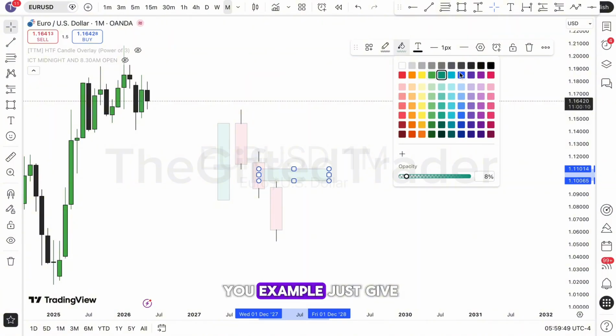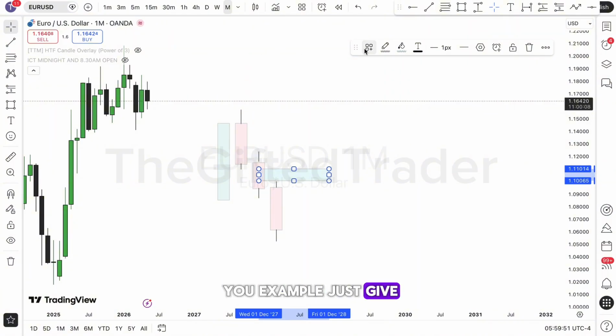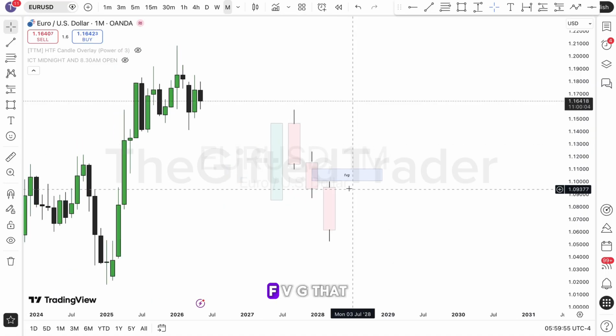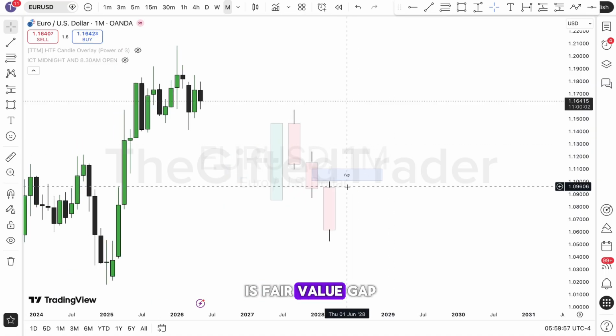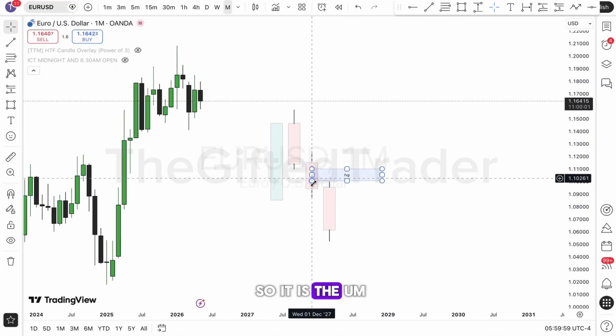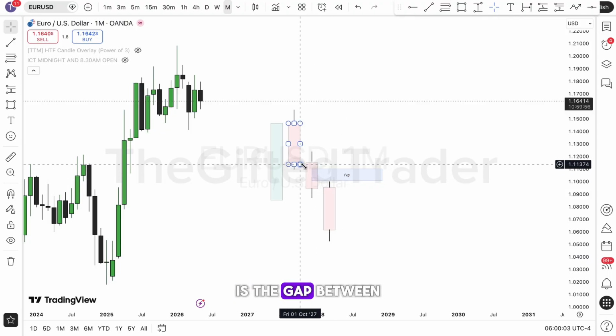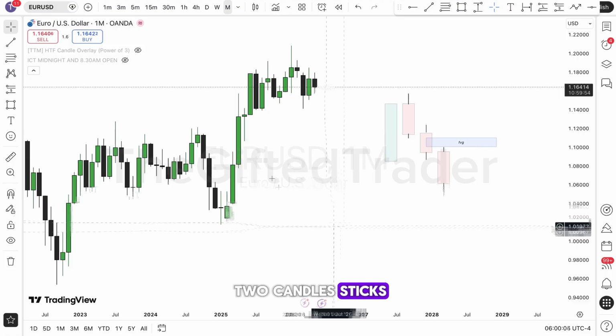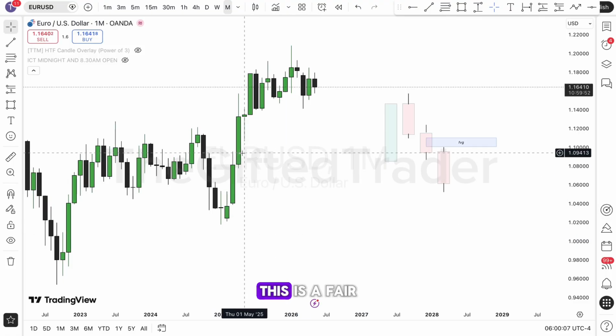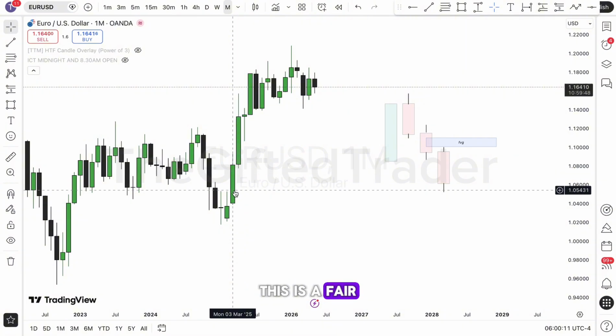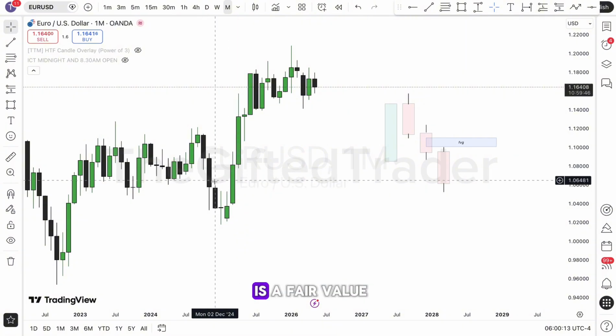Okay, I will show you an example. Just give me a second. Fair value gap. FVG, that is fair value gap. It is the gap between two candlesticks. You can see it right here. This is the fair value gap. This is a fair value gap. This indeed is a fair value gap.